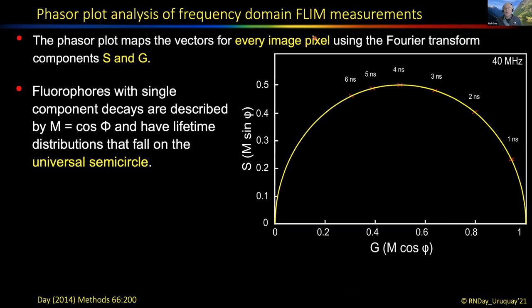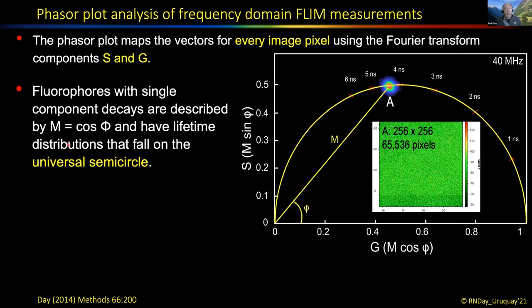Every pixel in my image is going to undergo a Fourier transform into the S and G components. Fluorophores with a single component lifetime are described by the modulation and the cosine of the phase, and have a lifetime distribution that will always fall on this universal semicircle. The other key point I want to mention: this is actually a purified fluorescent protein on a cover glass, and this is a 256 by 256 image. There are 65,000 pixels in this image. The lifetime characteristics of every single pixel in this image is represented on this phasor plot.